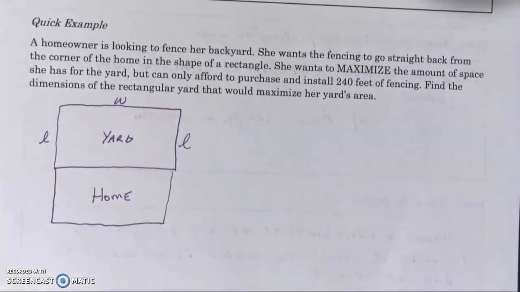A homeowner is looking to fence her backyard. She wants the fencing to go straight back from the corner of the home in the shape of a rectangle. She wants to maximize the amount of space she has for the yard, but can only afford to purchase and install 240 feet of fencing. Find the dimensions of the rectangular yard that would maximize her yard's area.